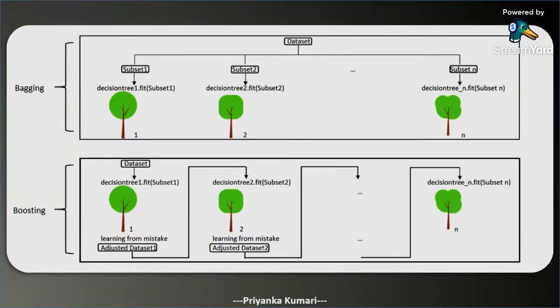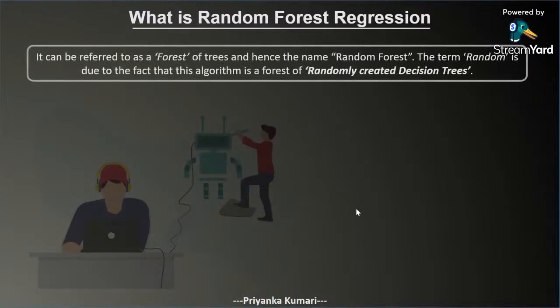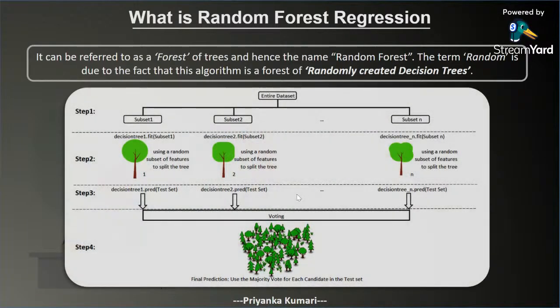Now the question comes: what does the random forest regression use? Either bagging or boosting? Let's understand what it uses. Random forest is referred to as a forest of trees, and hence the name. The term random is due to the fact that the algorithm is a forest of randomly created decision trees. So from the image you can see that random forest uses the bagging technique.